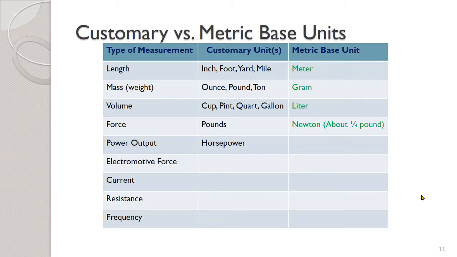Power output in the customary system, typically we use horsepower to measure how much power an engine is producing, but in the metric system the watts are used, sometimes kilowatts. Now all the rest of them, these electrical units, are actually the same. Both systems use volts, amps for current, ohms for resistance, and hertz for frequency, so no difference in all those electrical units.